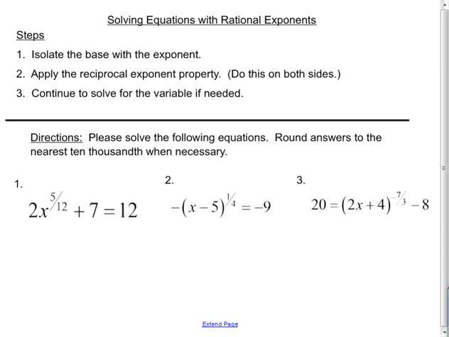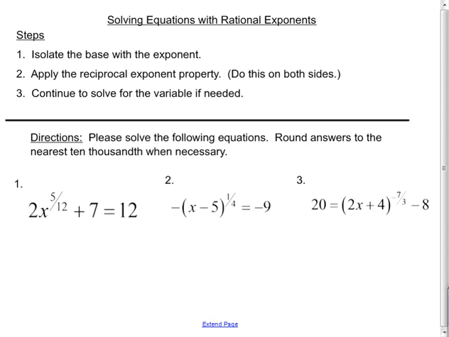And then step 3, continue to solve for the variable if needed. Okay, so you might, in just doing step 2, when you apply the reciprocal exponent property, in fact get the variable by itself. So let's take a look and see how this goes.